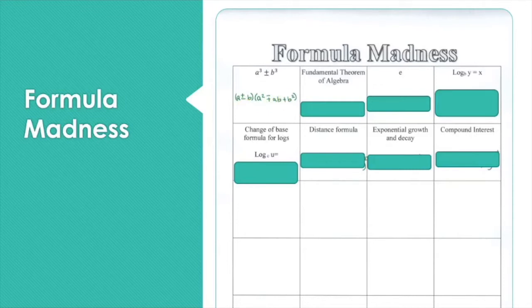The fundamental theorem of algebra states that the zeros are the same as the degree of the equation. The next box is the letter E. Just like the Greek letter pi has a number associated with it, E also does. E is Euler's number, and it's approximately 2.718.